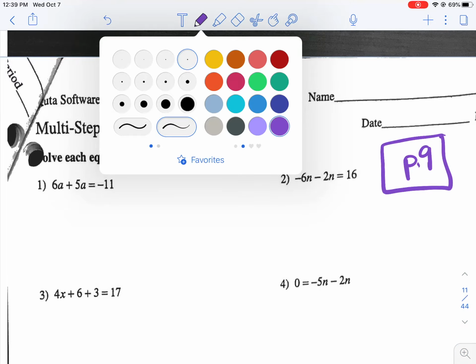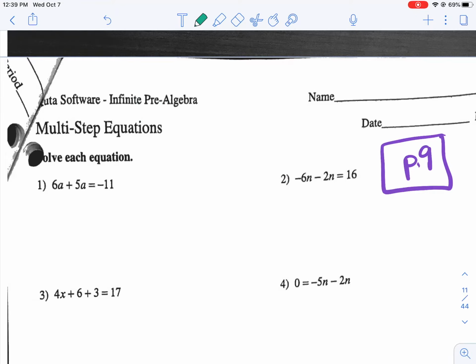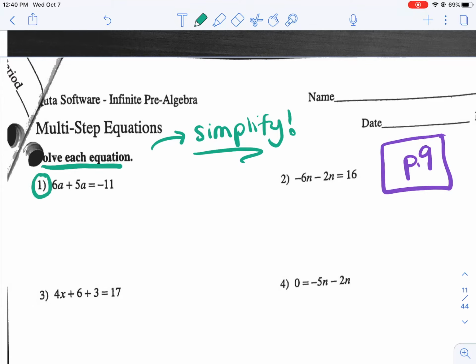This is teaching. Okay, so the trick with these is before we solve each equation, we actually need to simplify something first. So these are a little bit trickier today because of that. These are mostly 1 or 2 step equations, but we've got to do something first. Look at number 1. Before we can do anything, do you see we have 6a and 5a here?